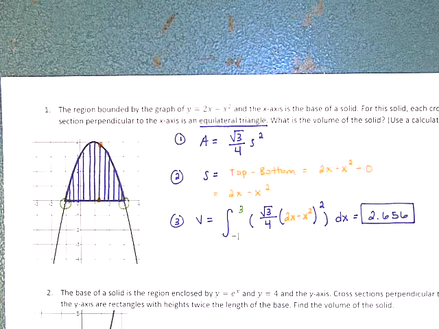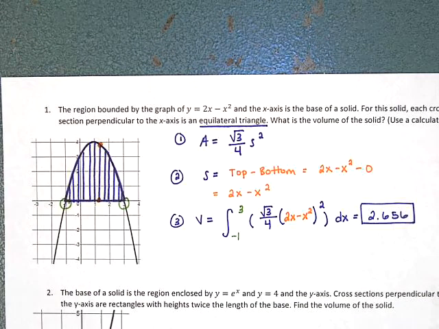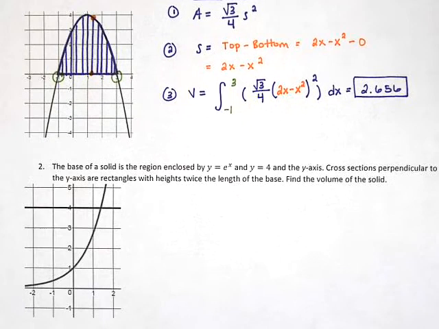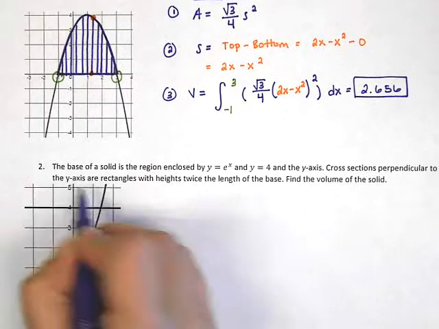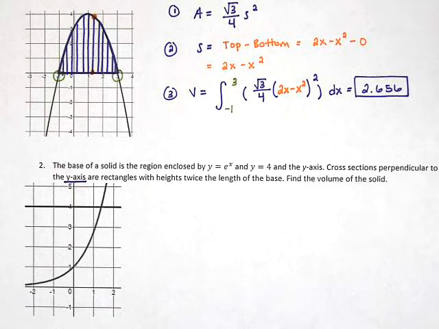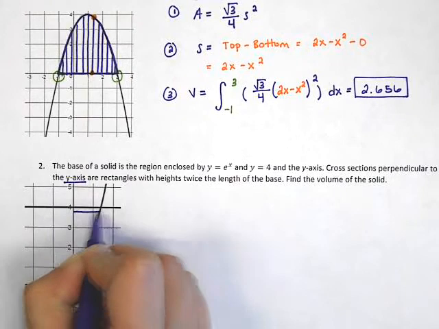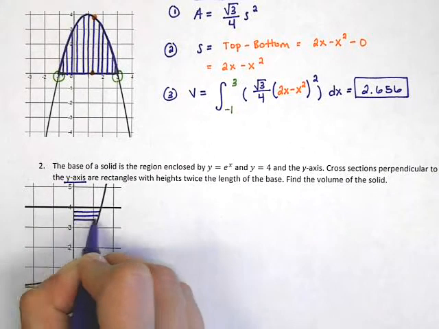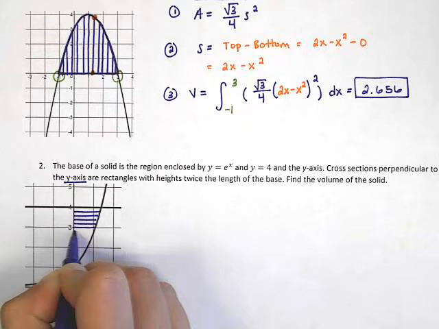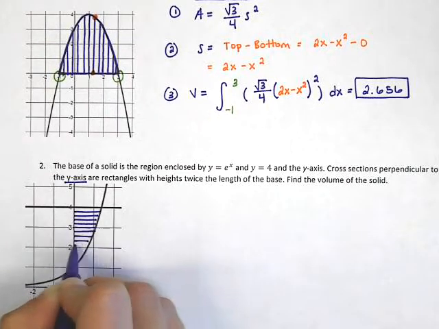Now what we're going to do is look at an example where we're going to integrate with respect to y. So the base of a solid is the region enclosed by the graphs of y equals e to the x, y equals 4, and the y-axis. Cross sections are perpendicular to the y-axis and are rectangles whose height is twice the length of the base. So because we're perpendicular to the y-axis, when I view these cross sections from above, they would all be running this way from right to left.